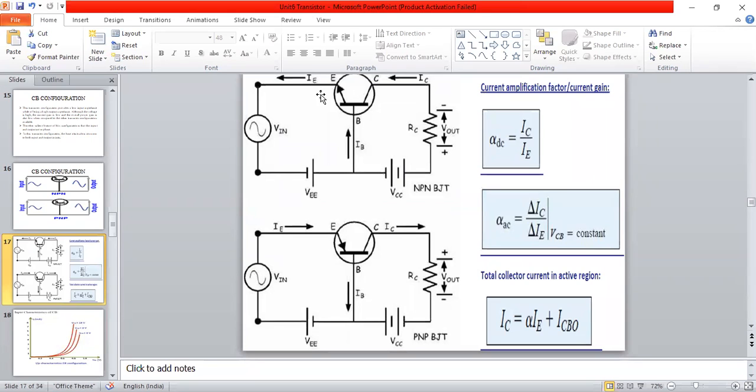The emitter should be forward biased or reverse biased? Forward biased. For the emitter to be forward biased, in the NPN transistor it is an N layer, so negative supply should be given to the emitter. Positive supply should be given to the base. So VEB is connected across this one.